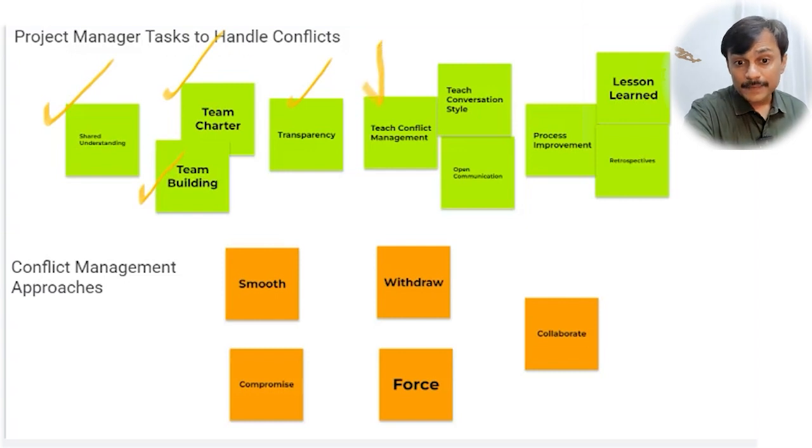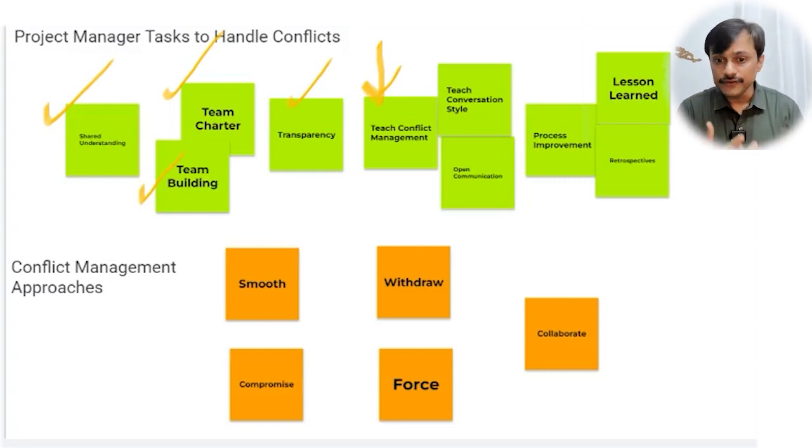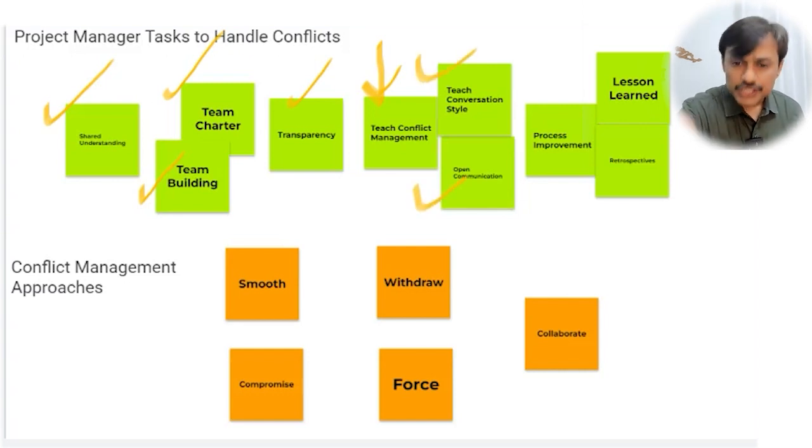Then I, as a project manager, should teach conflict management to my people. I need to educate them how to talk, how to speak, how to give and receive feedback, how to promote open conversation, how to have a conversation with each other. So if I can help people to speak in a way so that they can put their point, at the same time they don't offend the other person, and they are not shy of raising difficult questions, I am done with ensuring that most of the conflicts will remain at level 1.